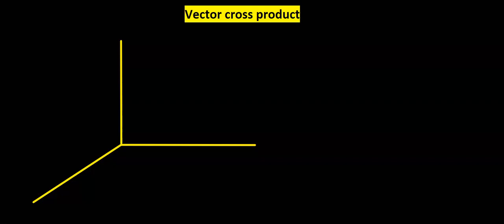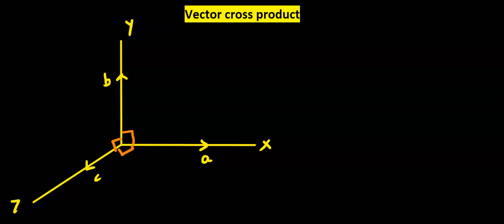Hi guys, in this video we are learning more about vector cross product, and let's start with some basic information. So this is our x-axis, this is the y-axis and this is the z-axis. Suppose in this direction there is a vector A, and in this direction vectors B and C, and we know that the angle between A and B is 90 degrees, the angle between B and C is 90 degrees, and the angle between C and A is 90 degrees.